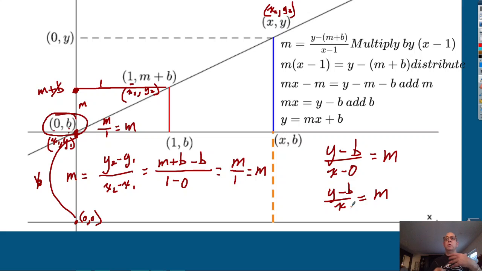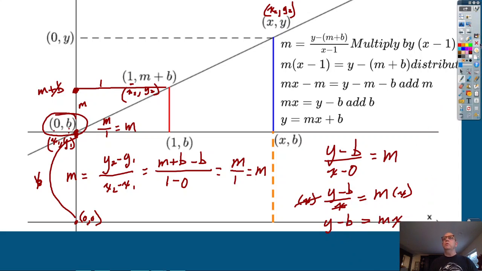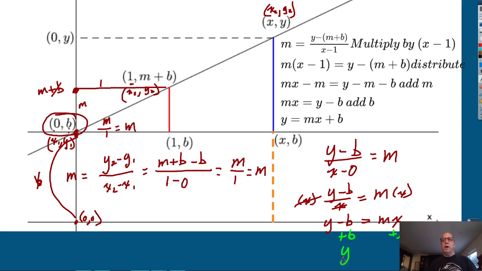Now I'm going to do some algebra here and just simplify this. So I'm going to multiply both sides times x. So x times y minus b over x. These x's cancel out. So I have y minus b equals m times x. And then I am going to change colors so you can see better. I'm going to add b on both sides. Negative b plus b is 0. So I'm left with a y over here, and I have mx plus b.